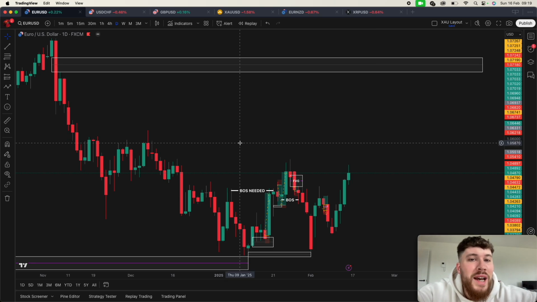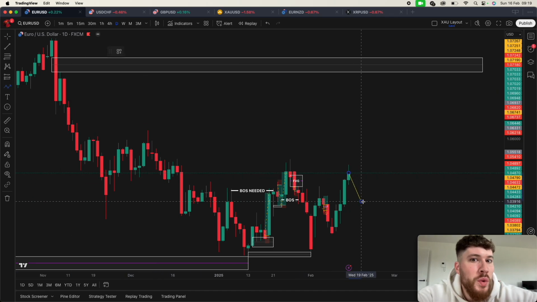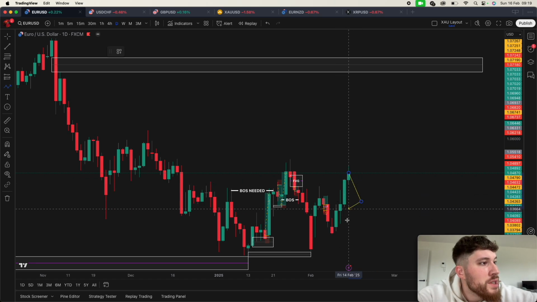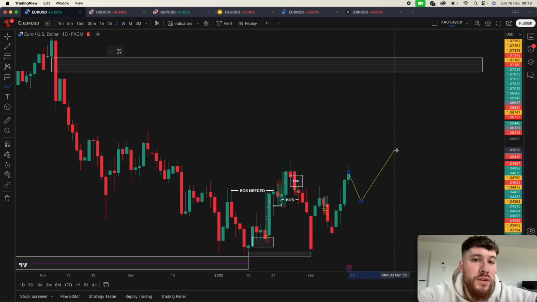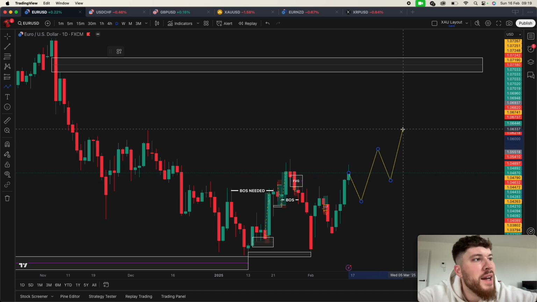So how can we look to tackle the Euro USD this coming week? Well, I would like to see price pull back slightly into an area of demand, a fractal area of demand from this most recent impulsive wave. This will give us the ability to get involved in this market with a more refined entry. And then we can begin to look to actually trade this market long.